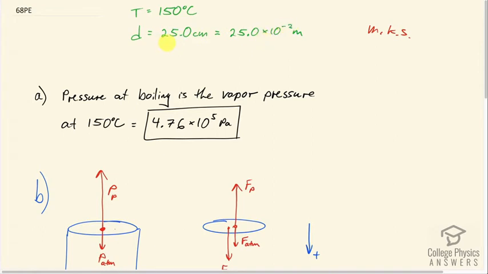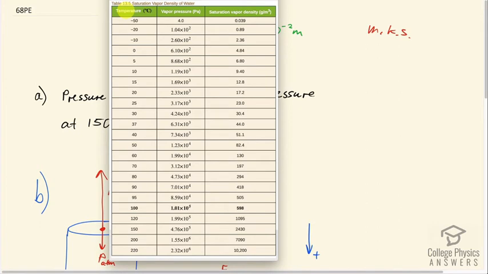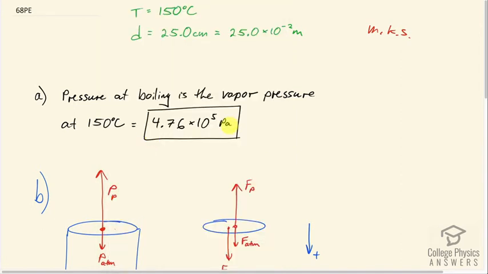Okay. So, part A says, given that the temperature for boiling of water is 150 degrees Celsius, what is the pressure necessary? Well, when the water's vapor pressure equals the pressure of the air above it, that's when boiling will occur. And so, at 150 degrees Celsius, if we look it up in table 13.5, the vapor pressure is 4.76 times 10 to the 5 pascals. And so that's going to be our answer. So this is the amount of pressure that's needed in the air above the water in order to have boiling occur at this temperature.